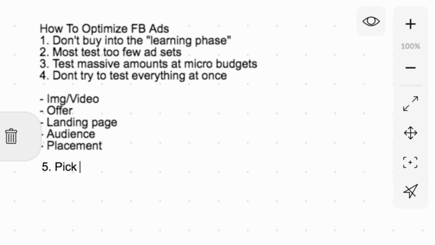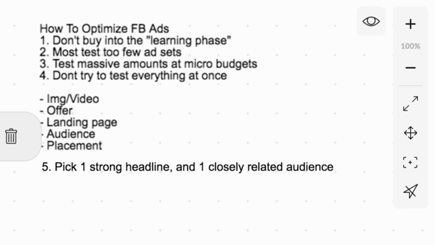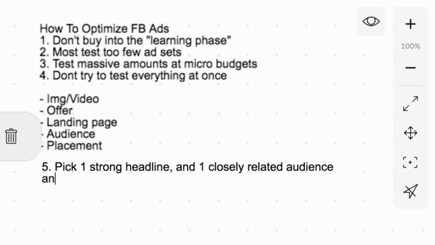A good place to start is with your creative, so your image or your video. Pick one strong headline and one closely related audience. For example, if you're promoting car insurance, then pick a car insurance audience or something like that, or vehicle insurance, right? So pick one strong headline and one closely related audience, and then test massive amounts of image and video creatives.